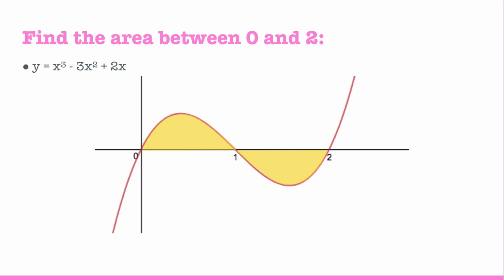I want you to try and find the area between 0 and 2 using the techniques that we learned last lesson. So if you remember, we learned how to integrate, which is a way of being able to find the area. So pause the video and give it a go yourself. Now, in order to find the area, what you might have done is integrated between 0 and 2, because that's the start and the end of this particular function. So let's go ahead and integrate that together.